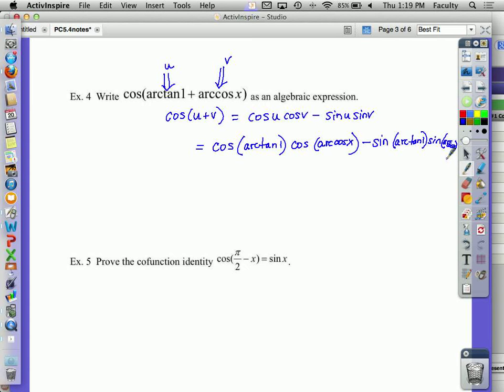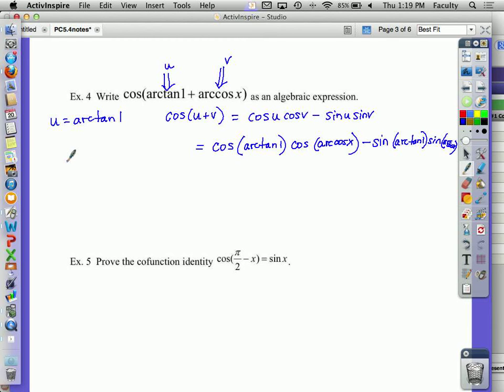Now this is not an algebraic expression. Trigonometric expressions are called transcendental functions. Algebraic functions have x squared, square root of x. But logarithms, exponentials like e to the x, and trigonometric expressions are referred to as transcendental. They're not algebraic, okay? So I'm trying to put this in some kind of algebraic form. That means I don't have any sine, cosine, arctan, or arc cosine. So I'm going to look at this piece that says u is arctan 1.